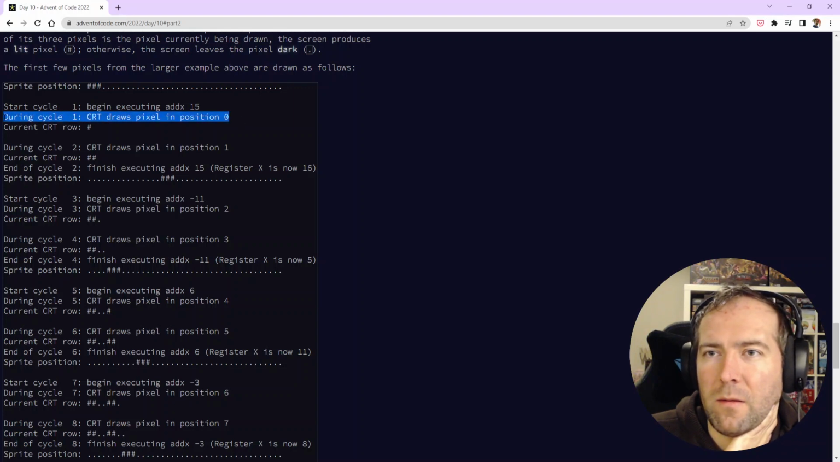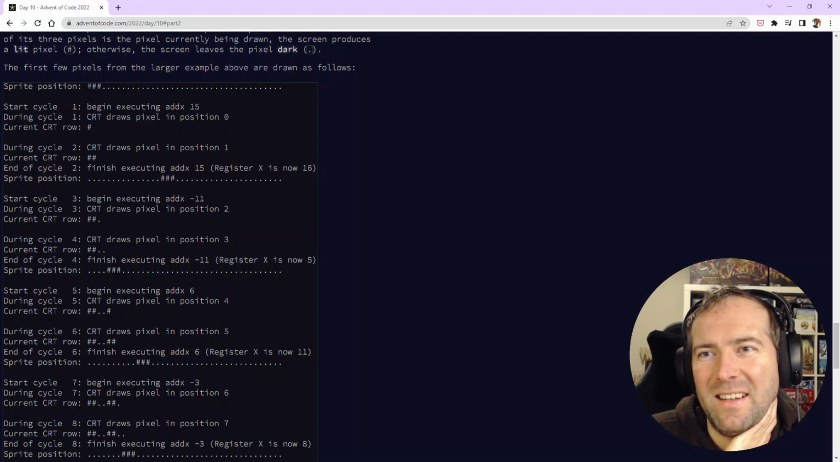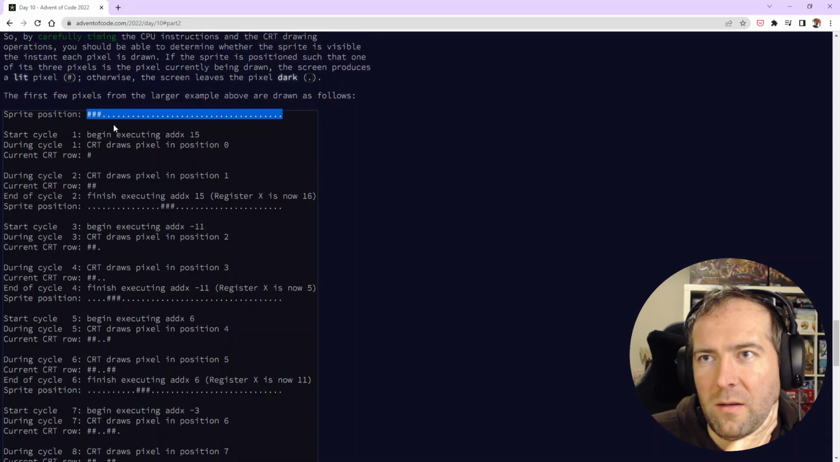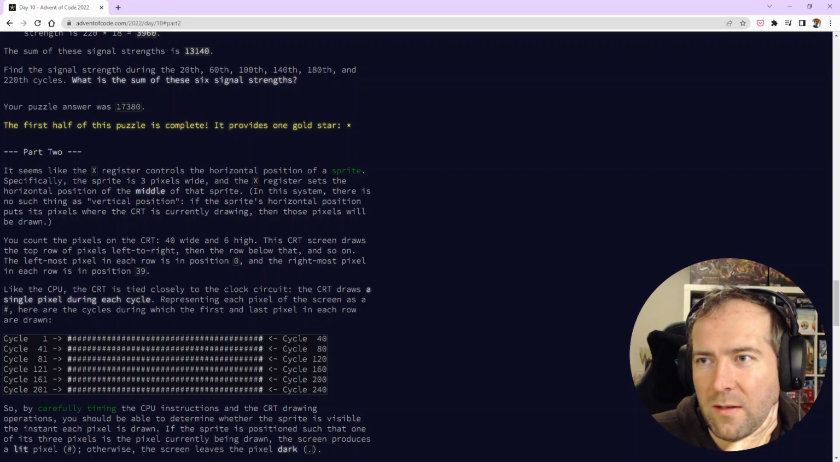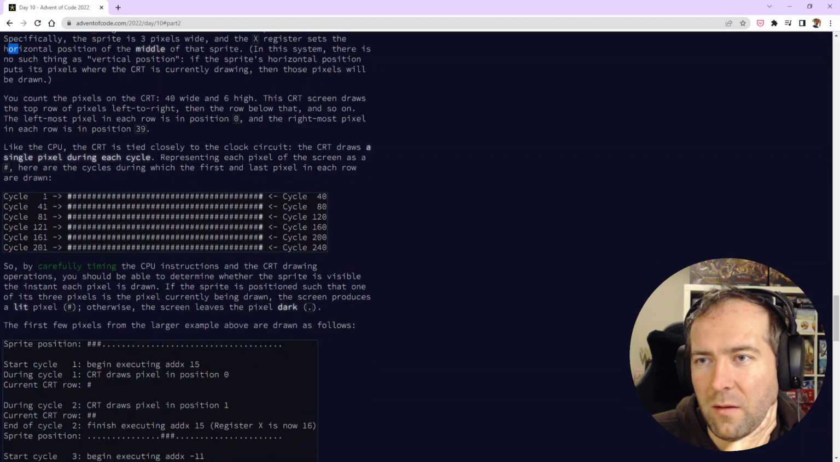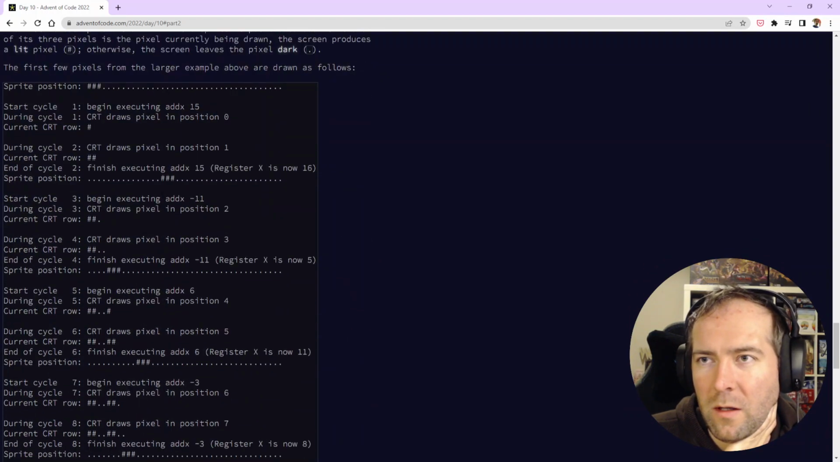And during cycle 1, we draw pixel 0. Oh, this is screaming for off-by-one errors again. So our sprite has 40. It's just going over the 40, I think. And X is the middle position, right? The X register is the middle position, the horizontal middle of the sprite. Okay, so it's executing at 50 and it's drawing position 0. The sprite is overlapping with 0, so boop, we draw. Makes sense.